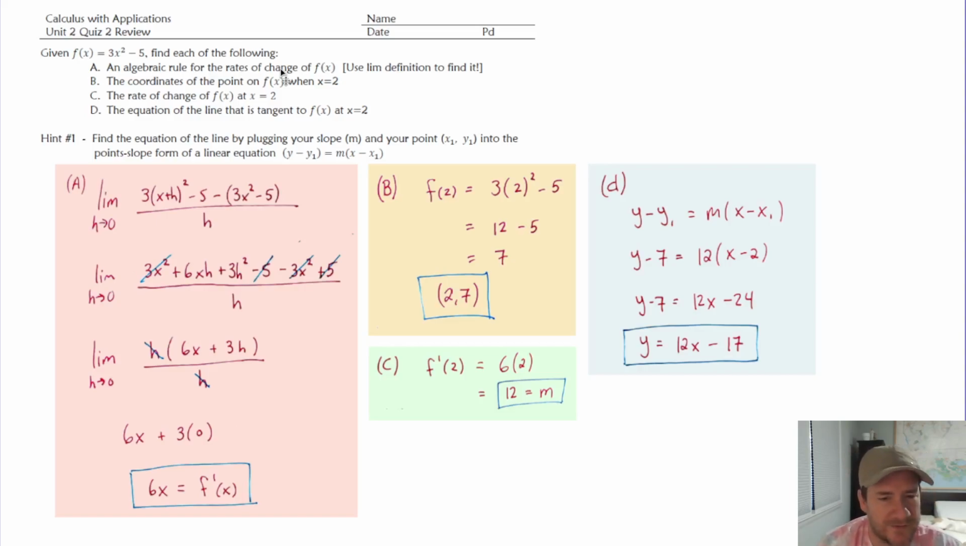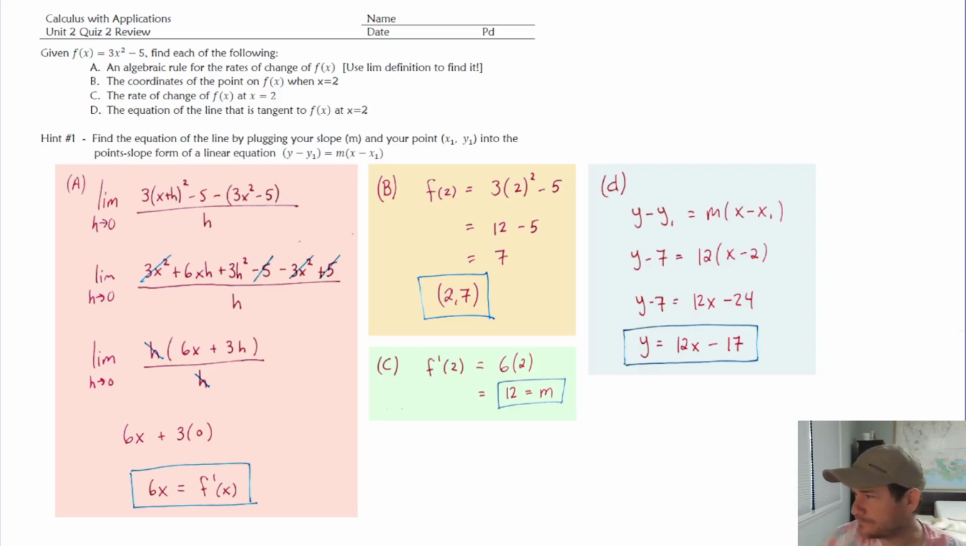I know a lot of you guys have learned some shortcuts from your pals in AP Calc, but you can't use those. You have to show me this limit definition. You have to plug into the whole f of x plus h minus f of x over h rule. If I don't see that, you're not getting credit.